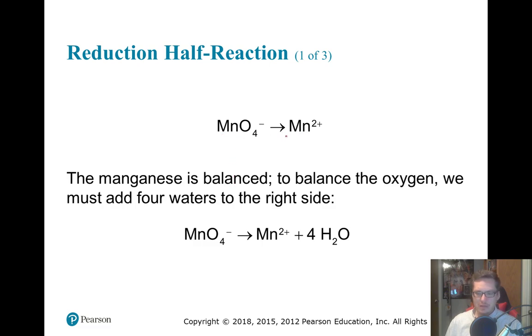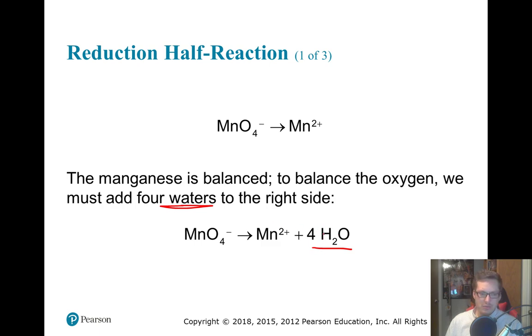No big deal. Mn on both sides. The manganese is balanced. Now we need to balance the oxygen. So in order to do that, we're going to balance it by adding waters. This side has four oxygens, so to this side we're going to add four waters, because four waters gives us our four oxygens. So it doesn't matter that we added hydrogens.